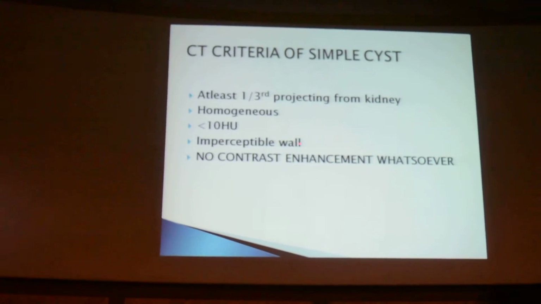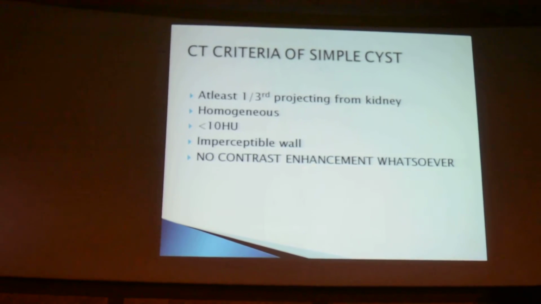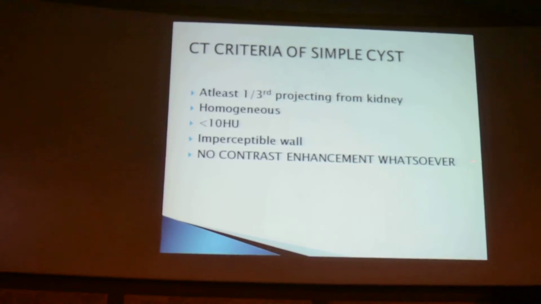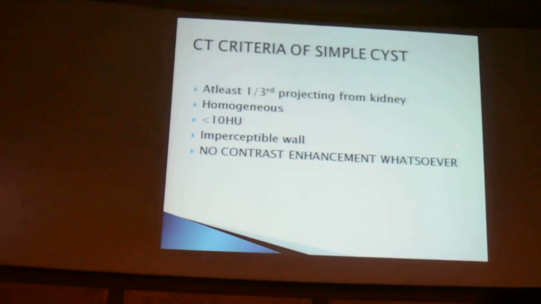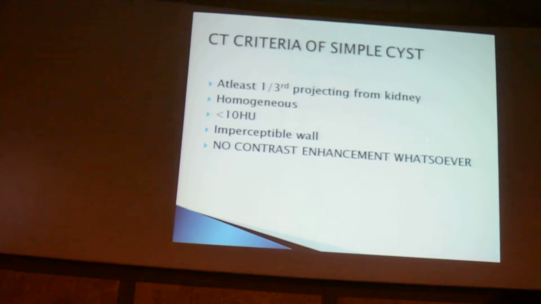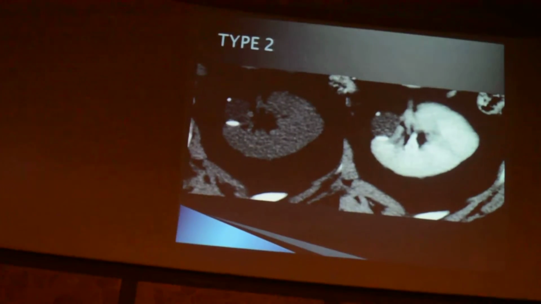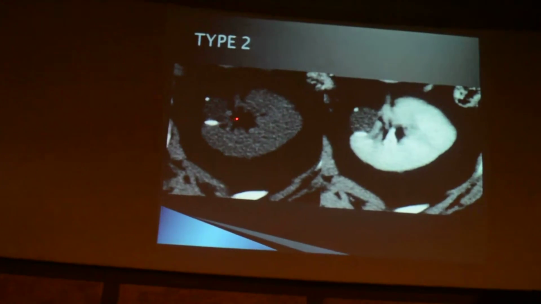Wall should be imperceptible. Remember this is very important. There should not be any enhancement whatsoever on contrast administration. This cyst should not show any amount of contrast enhancement. Then you can say it's a simple cyst. So this is a simple cyst type 2.